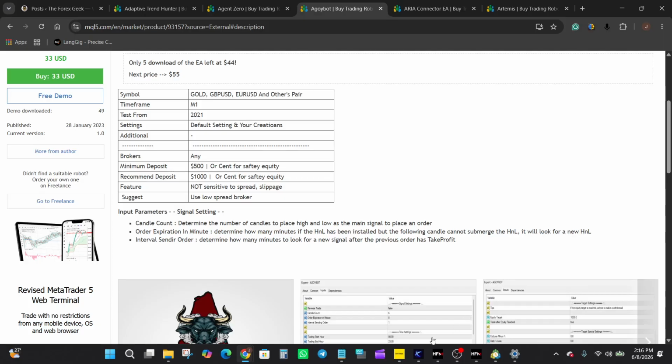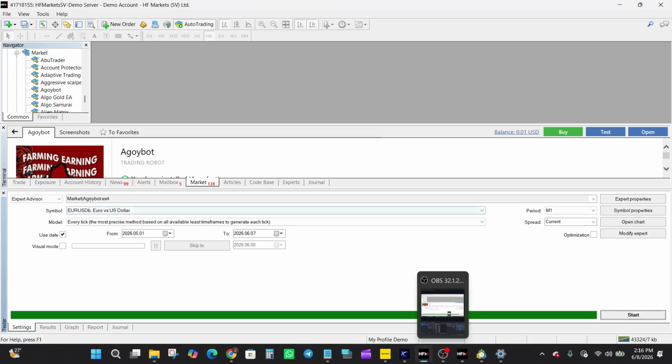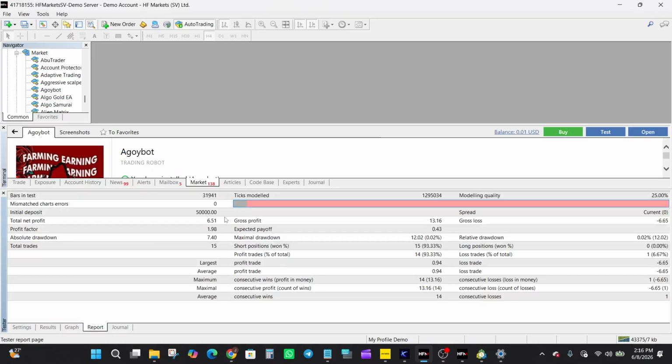All right, so let's just quickly head over to our strategy tester. And as you can see, I'm testing the Agoybot on Euro USD on the M1 time frame, and we are using the every tick modeling. We are testing it over the past month. Let's quickly see the report. So from an initial deposit of $50,000, total net profit was $6.51. The total trades taken, we have 15. Short positions, we have 15 with 93.33% win rate. So what that means is that all the trades taken were short trades, and the largest profit was $0.94. Largest loss was $6.65.